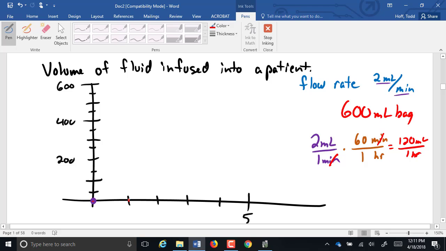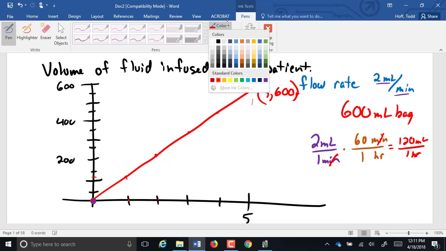So we go over an hour, we go up 120, right there. Over another hour, we go up another 120. Over another hour, up another 120. Over another hour, up another 120. And finally, over another hour, we're up a final 120. This is going to be at 5 hours and 600 milliliters. So we have drained the bag at that point, all 600 milliliters in the patient.